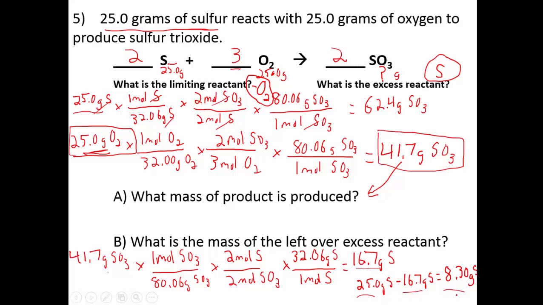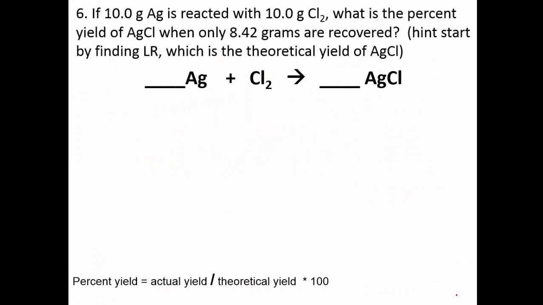And our final problem for today: if 10 grams of silver react with 10 grams of chlorine, what is the percent yield of silver chloride when only 8.4 grams are recovered? Hint, we'll start by finding the limiting reactant, which is the theoretical yield. In theory, how much can we actually make? So that'll be important at the end.